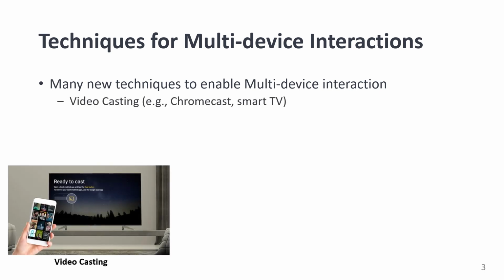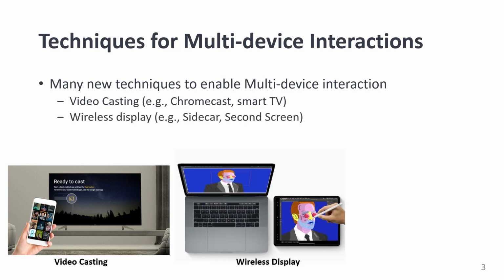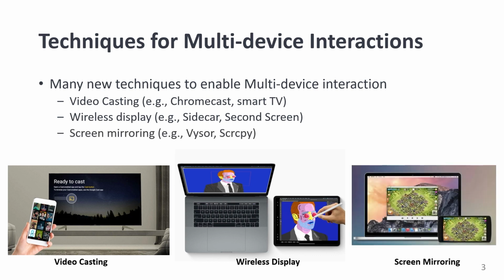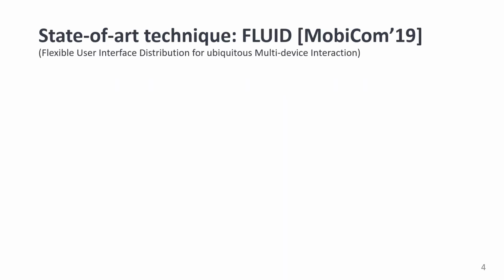For instance, Chromecast allows specialized apps to cast video to external display devices. Apple's Sidecar and Android's secondary display allow users to use mobile devices as an external display. And screen mirroring techniques allow users to control their mobile devices with secondary devices. On top of existing techniques, a recent work, Fluid, has presented a groundbreaking multi-device interaction framework.